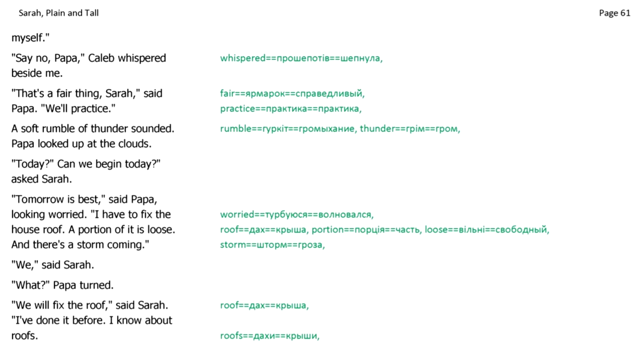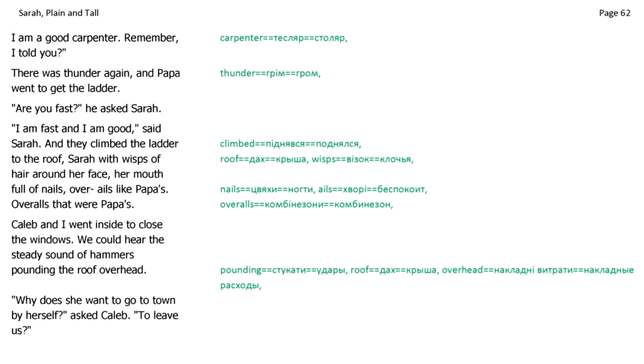"We," said Sara. "What?" Papa turned. "We will fix the roof," said Sara. "I've done it before. I know about roofs. I am a good carpenter. Remember, I told you." There was thunder again, and Papa went to get the ladder. "Are you fast?" he asked Sara. "I am as fast as I am good," said Sara. And they climbed the ladder to the roof, Sara with wisps of hair around her face, her mouth full of nails, overalls like Papa's, overalls that were Papa's.